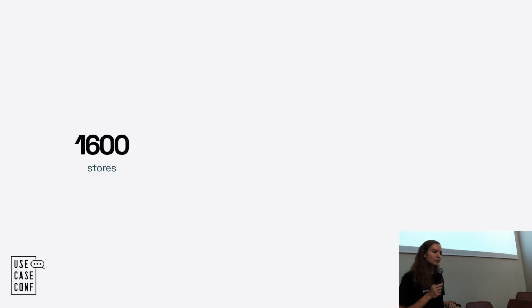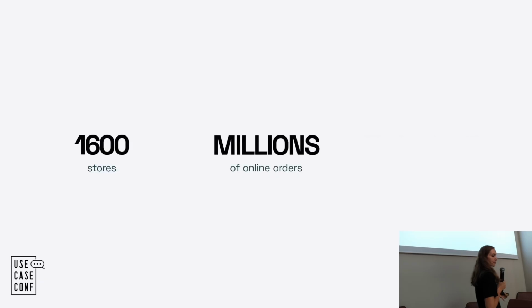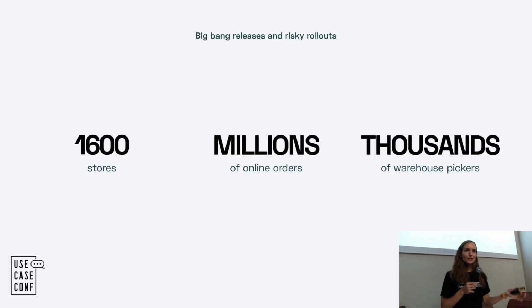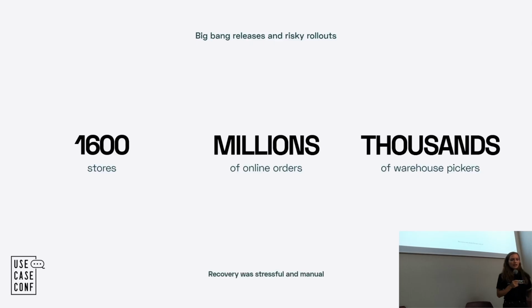And this is what Mercadona did. For some backstory, they have about 1,600 stores. They have millions of online orders and thousands of warehouse workers. So in the early days, when something failed, it wasn't just an app crash for them. It had very physical, real-life consequences because it meant that the warehouse workers were blocked, like physically not able to work, or the trucks were leaving the warehouse late, and their customers not getting their groceries on time. So they had these super big bang risky releases, very manual recovery that was also stressful for the engineering team, and they needed something else.